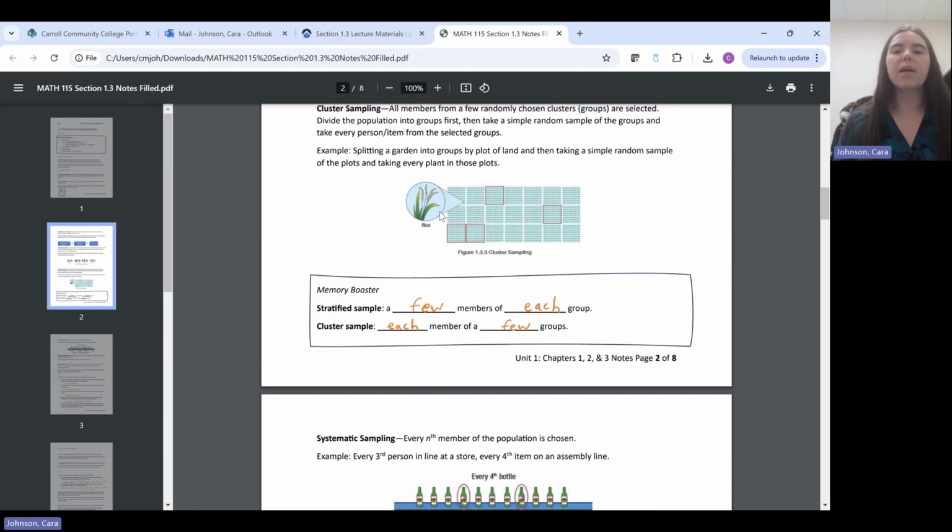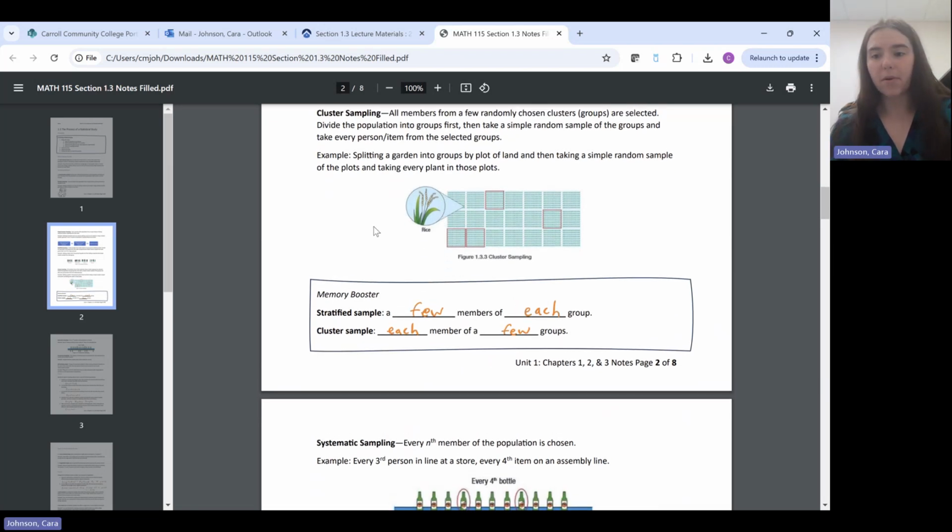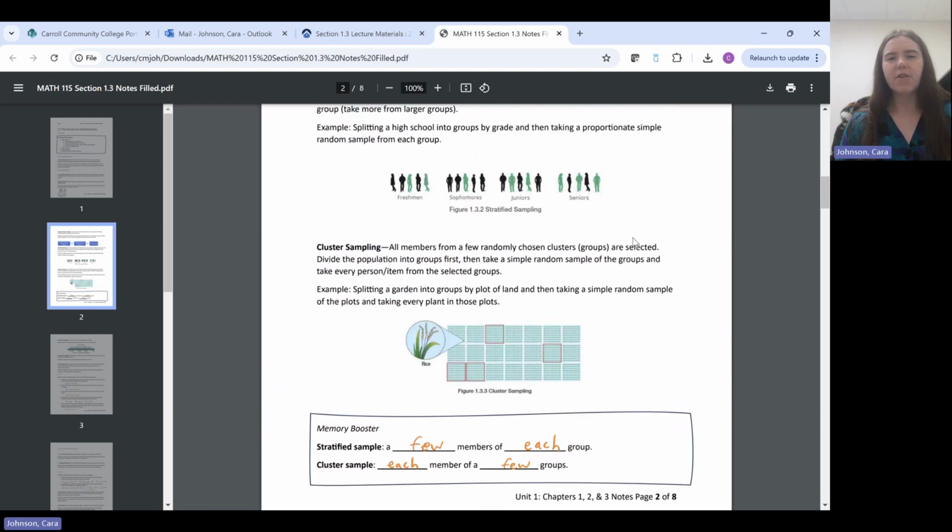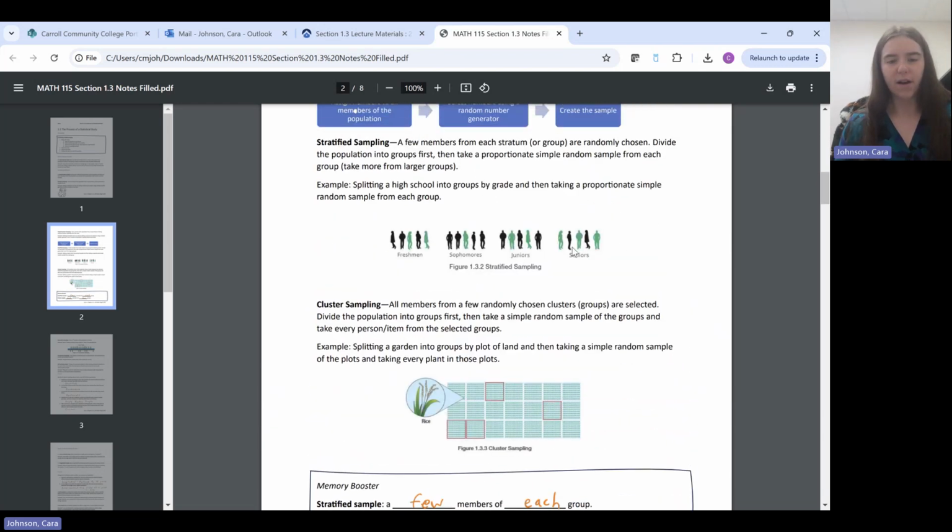Versus cluster sampling, all members from a few of the groups are selected. So everybody's still divided into groups, but then you take a simple random sample of the groups and select everybody from the selected groups for your sample. For example, this garden here was split into groups by plot of land, and then a simple random sample was taken of the plots, and every plant in these particular plots that have the red box would be part of the sample. So the biggest distinction is you take some from every group in stratified.